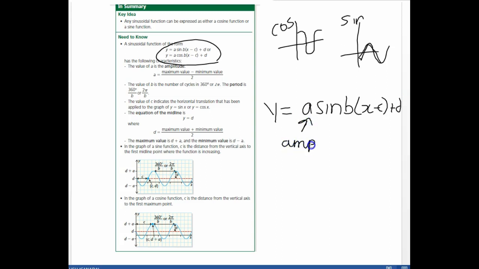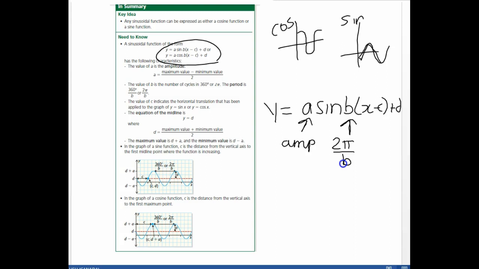Now we're getting into if you move the picture left or right or up or down, like you can be shifting it. Okay, so a is the amp, so that tells you how high or low the picture is going. B is our period length. We always said our period length was one cycle. So it's 2 pi divided by whatever our b value is. You take 2 pi and divide by whatever your b is, and that's your period length.